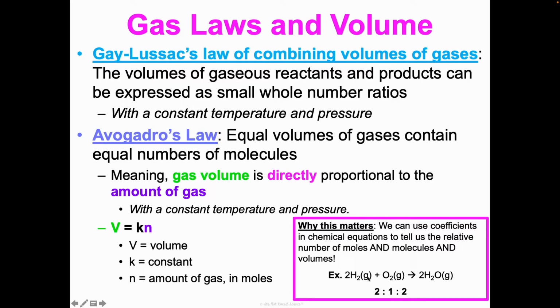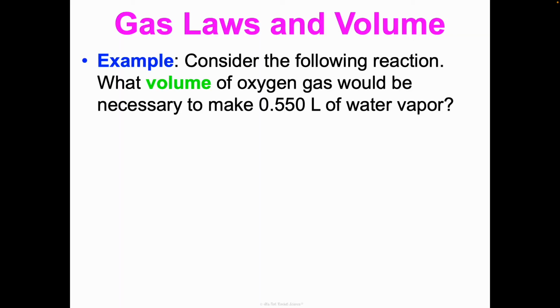Or for every 2 liters of hydrogen gas, I'm going to need 1 liter of oxygen gas to go with it. So that's a game changer. It's going to help you solve so many more problems because you're going to be able to use these ratios in these equations. Okay, so that's really, really helpful. An example, because I love examples. All right, what would this look like practically?